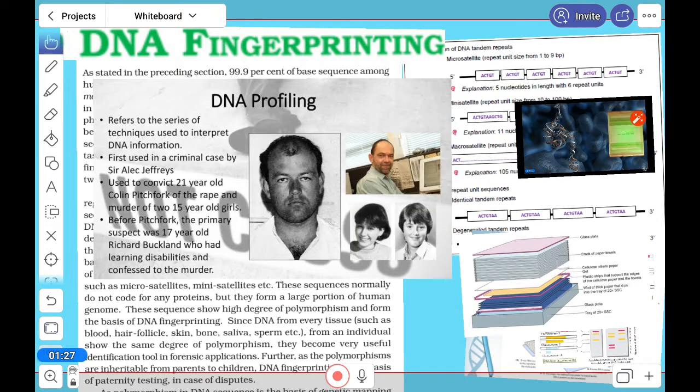It was first detected by Sir Alec Jeffreys, who got the Nobel Prize. The first criminal case in which DNA was detected was in Scotland. Here is the victim. So that was the first case, and here is Sir Alec Jeffreys.